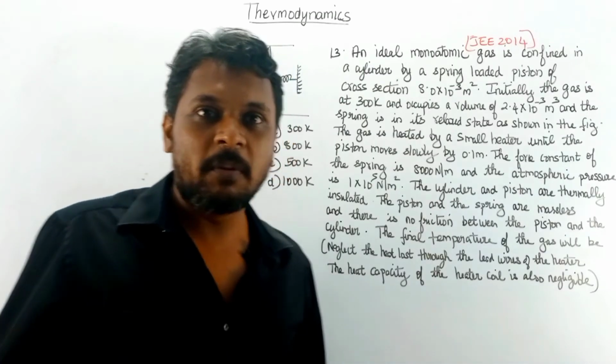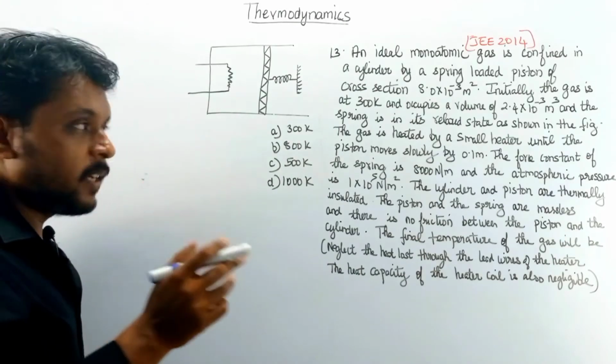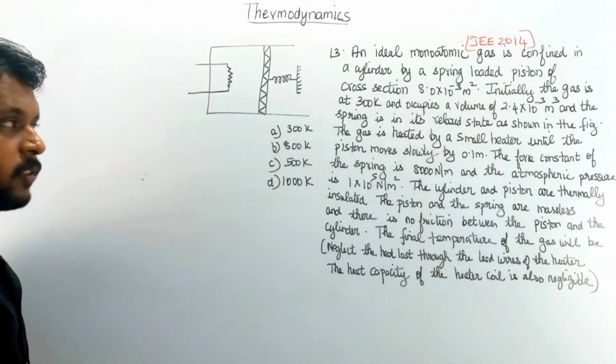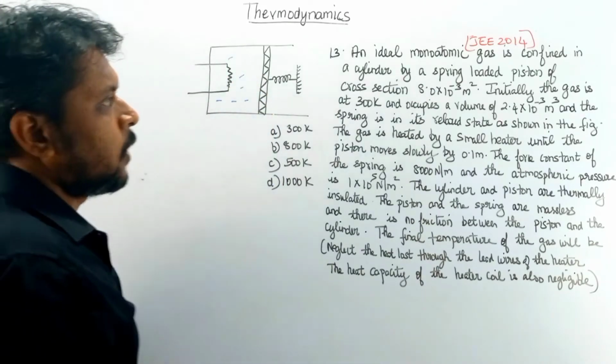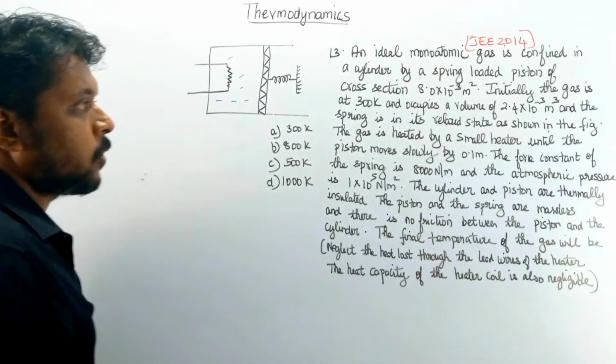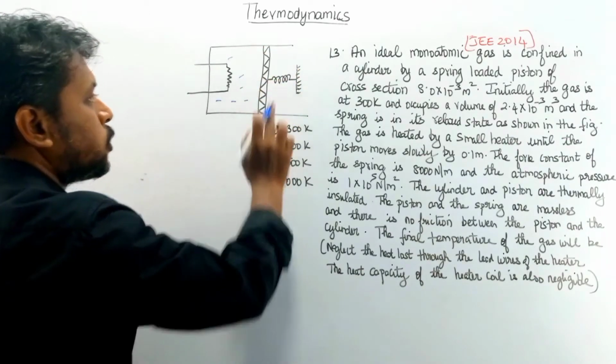Okay, see the 13th problem. In this problem they have given an ideal monatomic gas confined in a cylinder. So you have a cylinder here, and we have some amount of gas here, which is controlled by a spring loaded piston of cross section. See that here we have a piston, and this piston is connected to a spring.